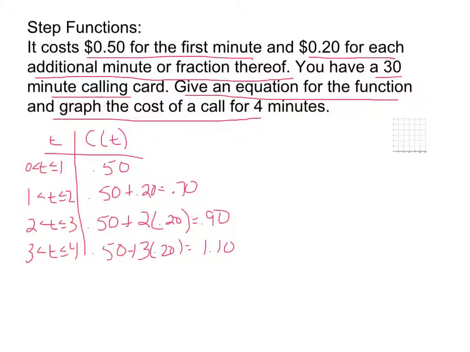Well, do you have a function here? Can you think of a function? Yeah, you could say that the cost in terms of the time is equal to the original 50 cents plus 20 cents per t. Does that make sense?